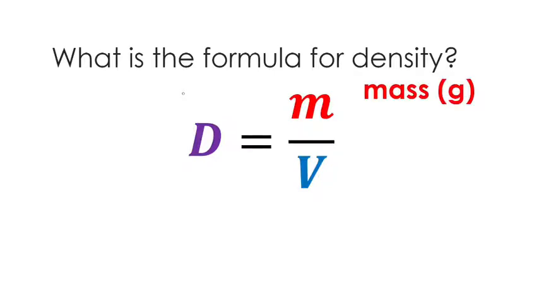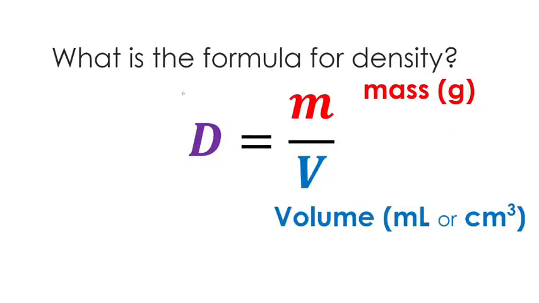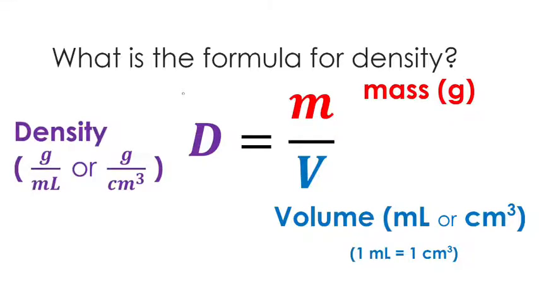If you need a reminder, mass will usually be measured in grams. Volume will either be measured in milliliters or centimeters cubed, either one. And that means that density is actually going to be a combination of these two units coming together. So you're going to see the density units either as grams over milliliters or grams over centimeters cubed. It's almost like its own little mini equation there built out of the units of the other substances.